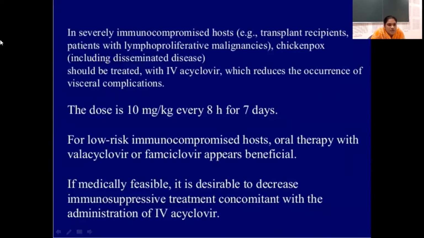In severely immune compromised hosts, like transplant patients or patients with lymphoproliferative malignancies, chickenpox should be treated with IV acyclovir, which reduces the occurrence of visceral complications. The dose is around 10 mg per kg every 8 hours for 7 days. For low risk immune compromised hosts, oral therapy is sufficient.